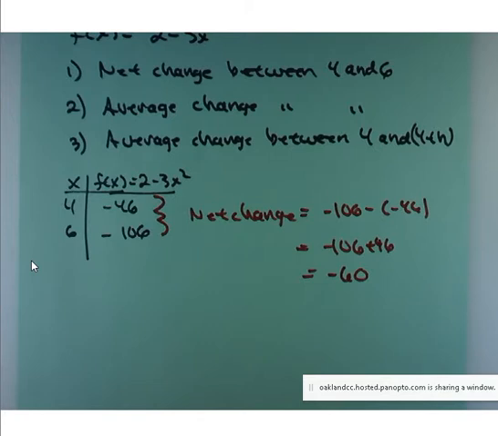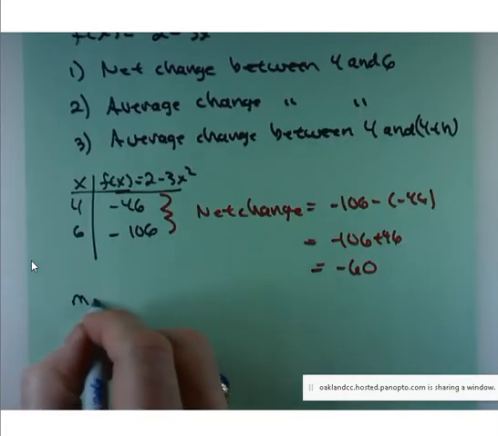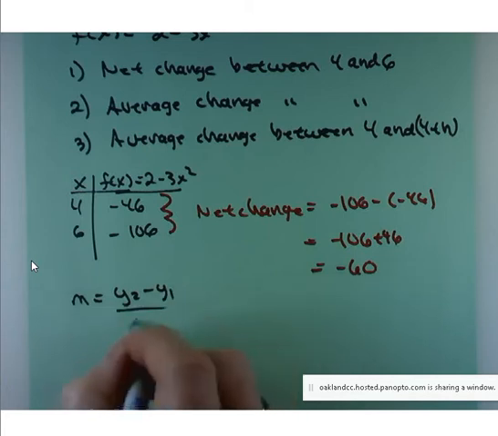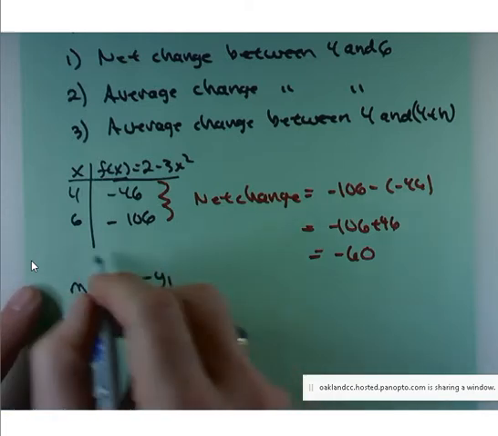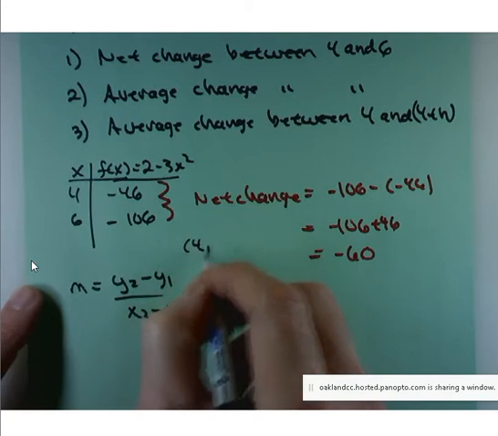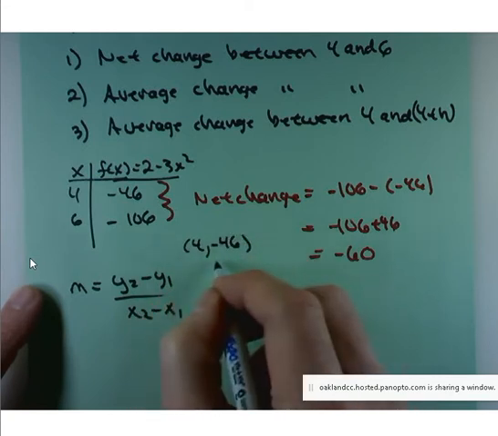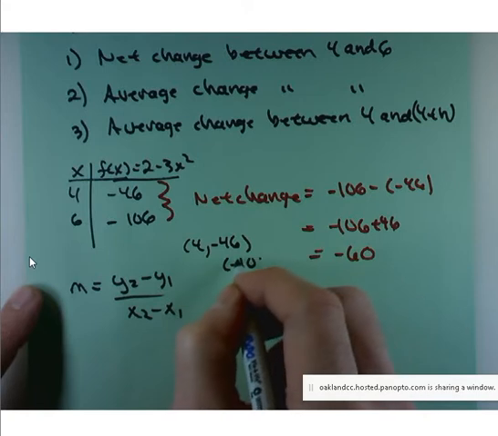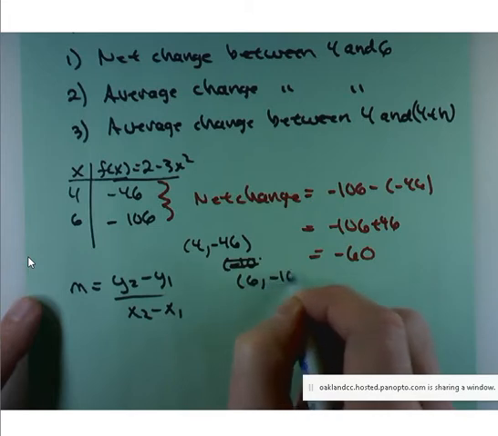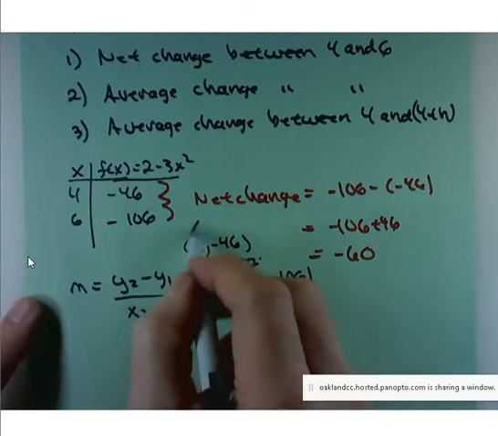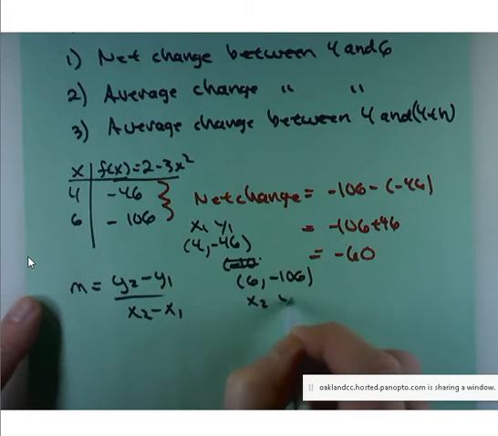Now how's that different than the average change? The average change is really just the slope of a line between those 2 points. You might remember that that's going to be m equals y2 minus y1 over x2 minus x1. Well, essentially I've got my points there, right? I've got 4 and negative 46, and then my other point is 6 and negative 106. So I can call this my x1, y1, and this is my x2, y2.